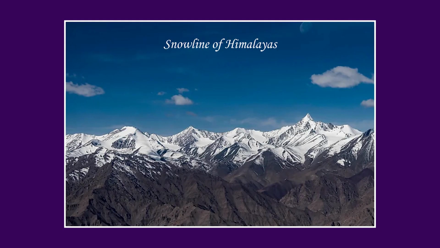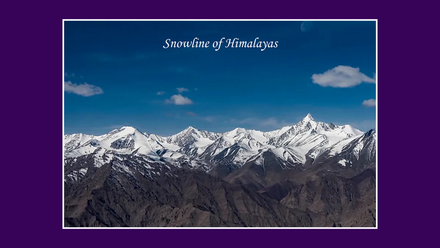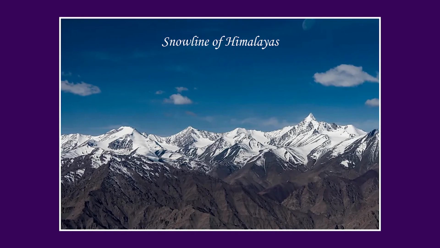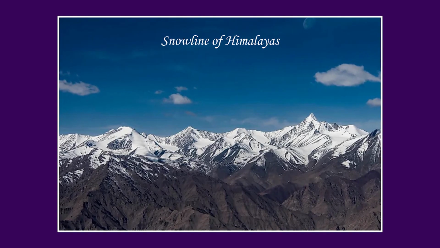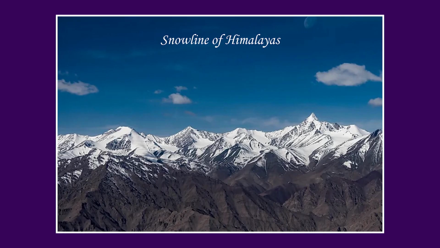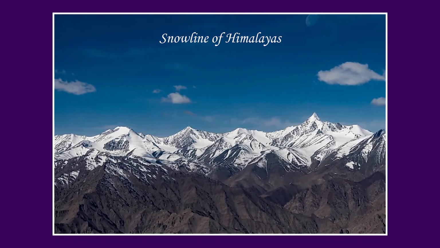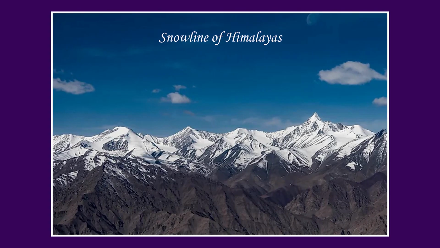Now, let's know about the snow line of Himalayas. So, what exactly is snow line? Snow line is a line above which no vegetation grows on high altitude mountains because of permanent snow cover. In this picture, we can observe there is no vegetation in the relief. It is fully covered with snow. Come, let's understand more about snow line of Himalayas.